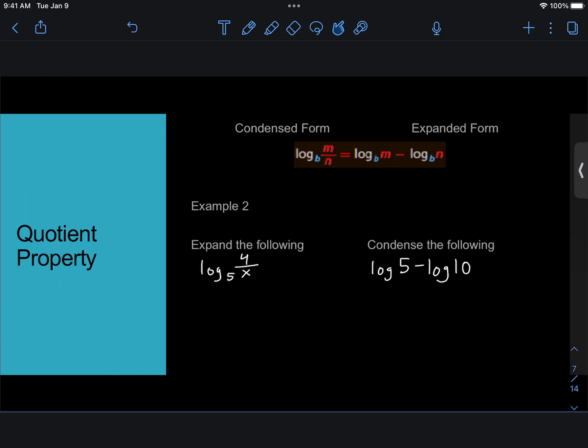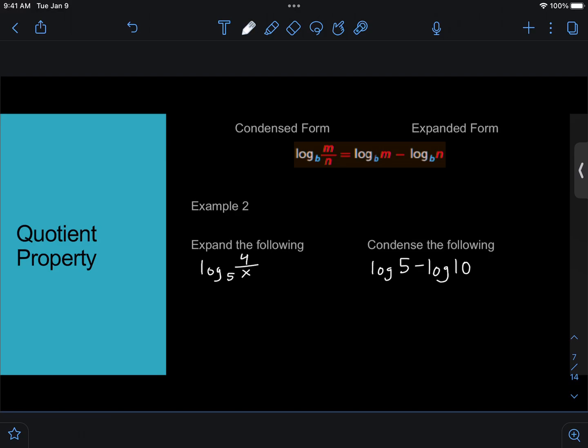All right, our second property is the quotient property. And again, we have a condensed form and an expanded form. The condensed form being a single logarithm, which is a quotient, a fraction. And the expanded form now looks like this, where it is a subtraction, where it's the top of the fraction minus the bottom of the fraction. The m is on the positive side and it's subtracting the n.